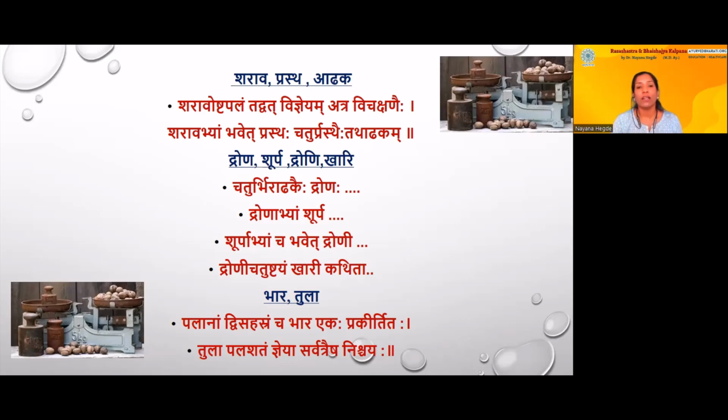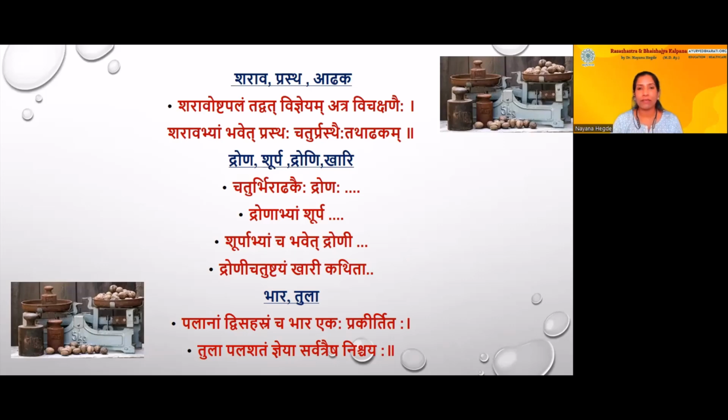Next, what they have given? Drona, Shurpa, Droni, Hari. Chaturbhi adakaihi dronaha. Four Adakas equivalent to one Drona. Dronabhyam shurpaha. Two Dronas, one Shurpa. Shurpabhyam bhavet dronihi. Two Shurpas will lead to one Droni. Droni chatushtayam hari katita. Four Droni will lead to, or weight equivalent to, one Hari.